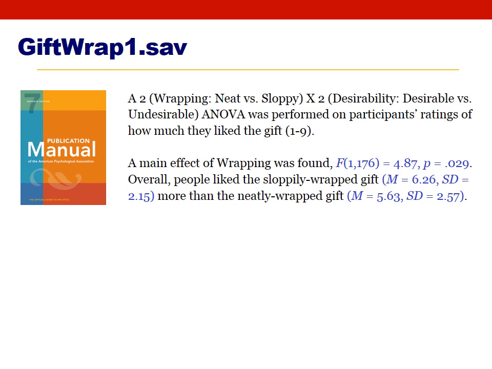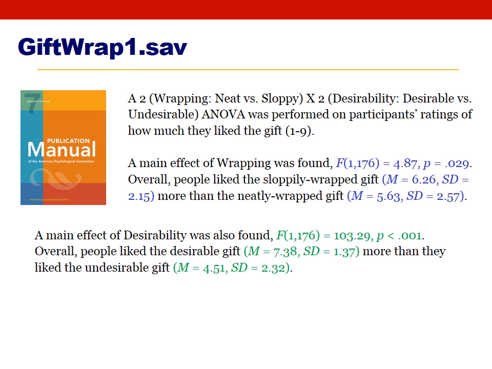The first thing we tested was the main effect of wrapping, and we did find a main effect of wrapping. When we looked at the marginal means, what we found was that overall, people liked the sloppy gift better than the neat gift. What you're seeing here are the F-test results for the main effect of wrapping, as well as the marginal mean and standard deviation for the sloppy gift, and the marginal mean and standard deviation for the neatly wrapped gift.